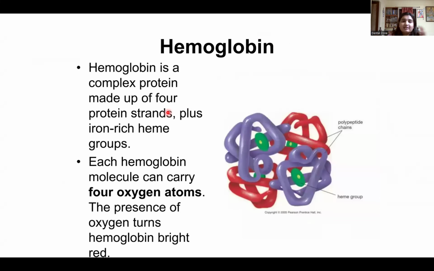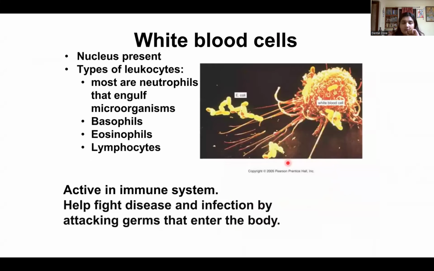Hemoglobin, we all know about this. It is a complex protein made up of 4 protein strands plus an iron-rich heme group, which contains 4 oxygen atoms in each. These heme groups. The presence of oxygen in turn makes the hemoglobin bright red in color.